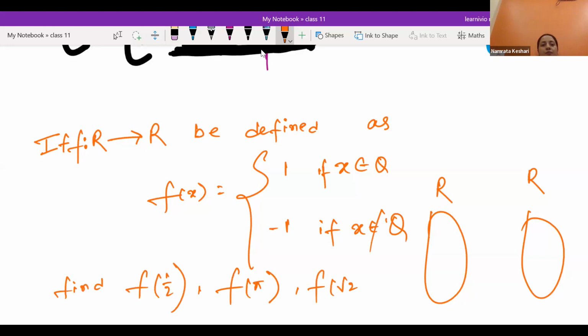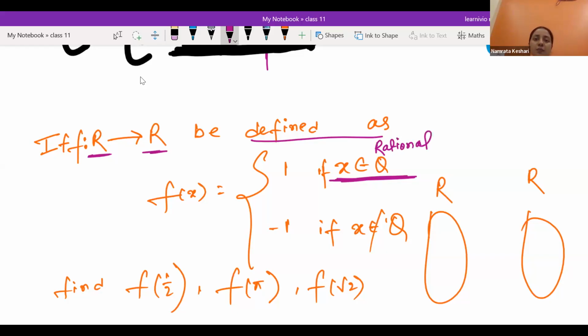Let's do it. For this one only, I was explaining to you what a piecewise defined function is. Please see carefully. Our function is defined from real numbers to real numbers, and it is defined in a piecewise manner. So when you take x as a rational number, Q means rational numbers. In the first chapter, I explained that the set of rational numbers can be represented by capital letter Q. So if your x is a rational number, the output will be 1. Any rational number, the output will be 1.